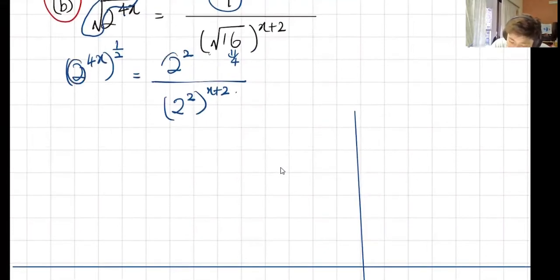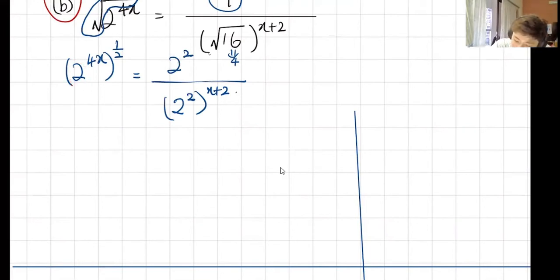Now I see that everything is in base 2. Remember I told you, you want to see 1 base 2 on the left and 1 base 2 on the right. Only then can you combine them. But now you are seeing 2 base 2 on the right. So what you do is you combine them first.